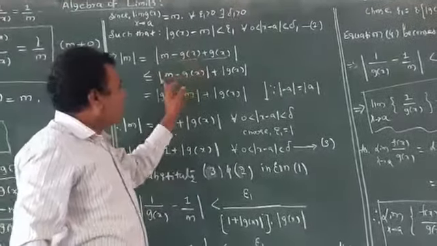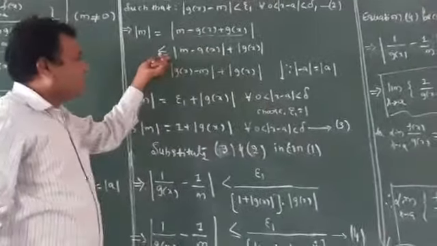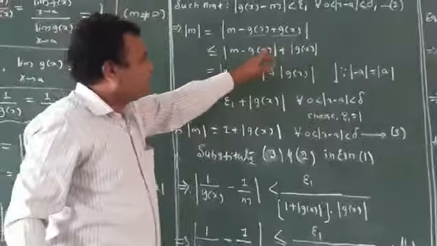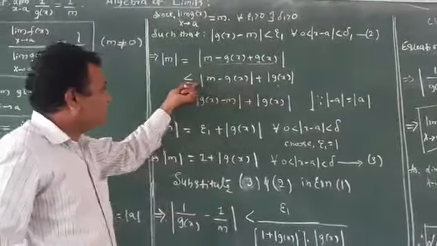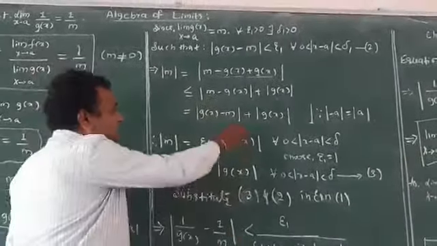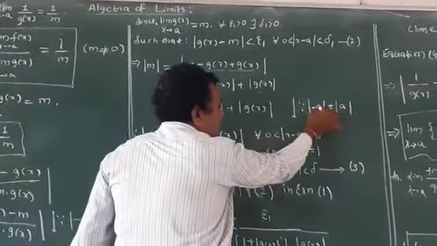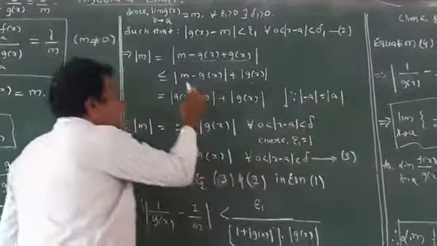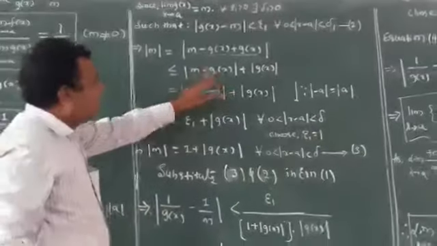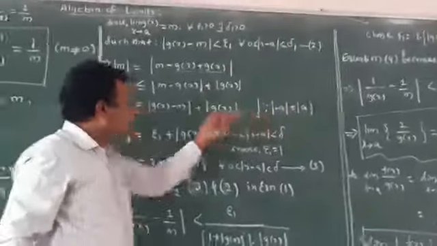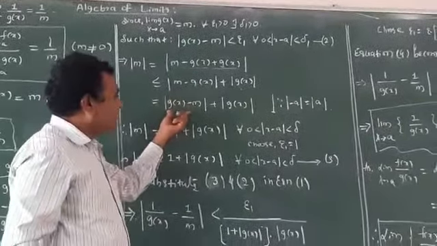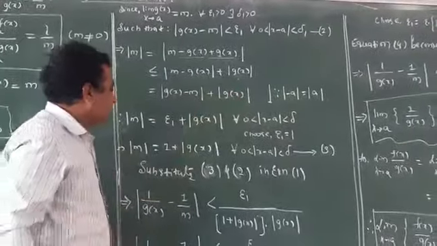If you separate the modulus, again the sign should be less than or equal. That is modulus of m minus g of x plus modulus of g of x. Modulus are separated, sign should be less than or equal. And again, similar to that, modulus of minus a is equal to plus a. Here by taking the minus sign outside, it becomes g of x minus m. Modulus of minus a is equal to plus a. So it becomes modulus of g of x minus m. So this is as it is.